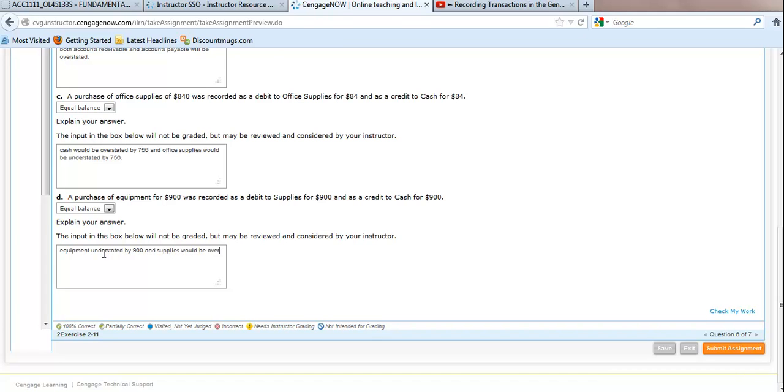And supplies would be overstated because we should have debited supplies and we didn't. Or I'm sorry, we should have debited equipment and we didn't, so it's missing $900, and we debited supplies when we shouldn't, so it has $900 too much.